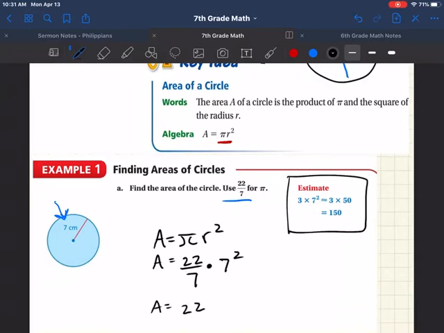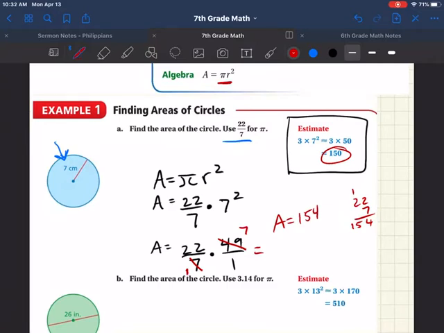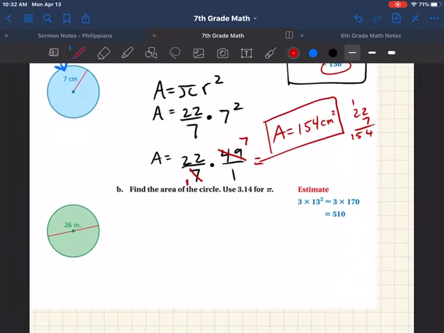Okay. So 7 times 7, we said, is 49. So now we're going to have 22/7 times 49/1. We're going to factor out our 7 here. Here, let me use a different color just so we're clear. 7 divided by 7 is 1. 49 divided by 7 is 7. 22 times 7 is, let's double check, make sure I do this right, 154. And we expected it to be 150, so the area is equal to, sorry I ran out of space, 154. And that is going to be centimeters squared.